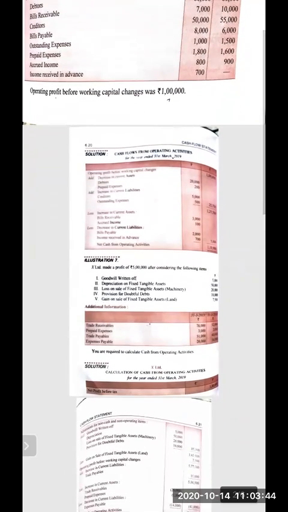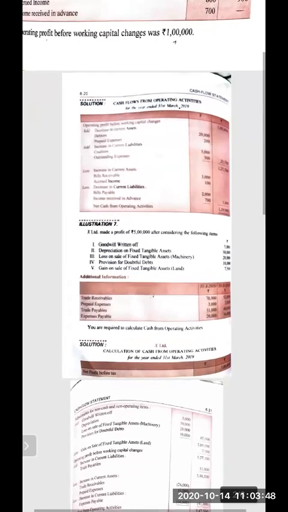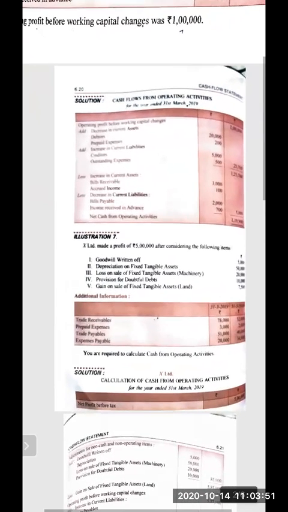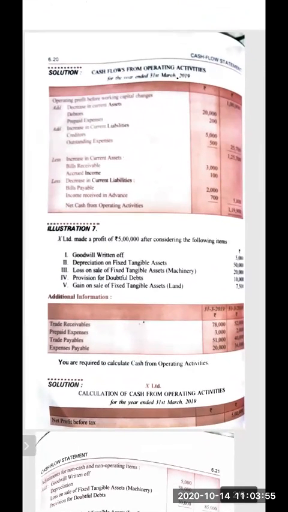If you look at the solution part, I hope you remember, whenever the operating profit comes to you before working capital changes, after that the changes that take place in working capital are to be added and subtracted out of operating profit, and we come to know what is the net cash used in or from operating activities we get.